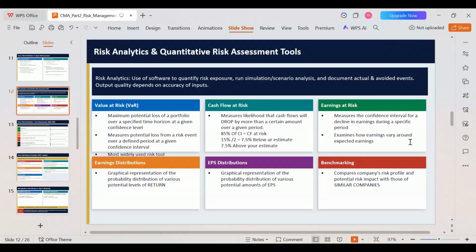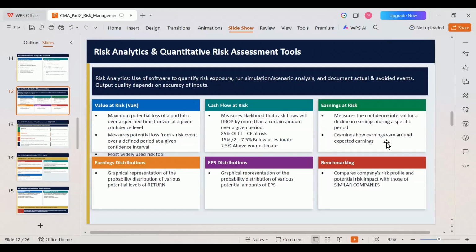Same concept. Here, it measures the confidence interval for a decline in earnings. Here, the only word that is changing is value. Value means not only cash flows, your entire business value you are seeing here. Next is your cash flows. Okay. So in your cash flows, you will focus only on cash inflows and outflows. Then earnings. In your earnings, what are your revenues and other income that you are earning, that you will be focusing on. Next, it measures the confidence interval for a decline in earnings during a specific period.